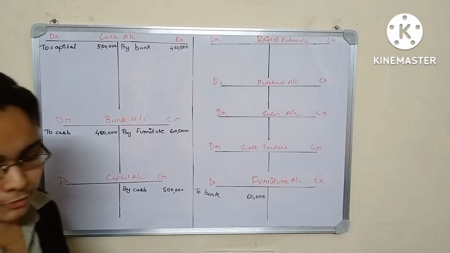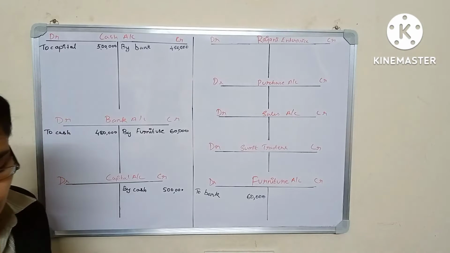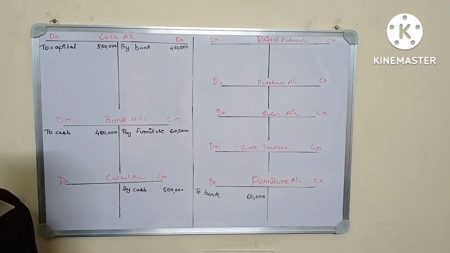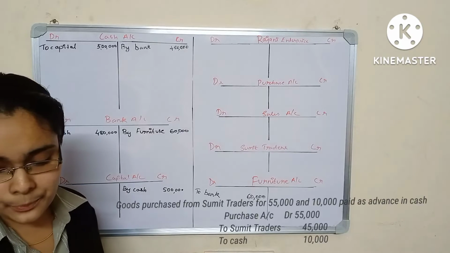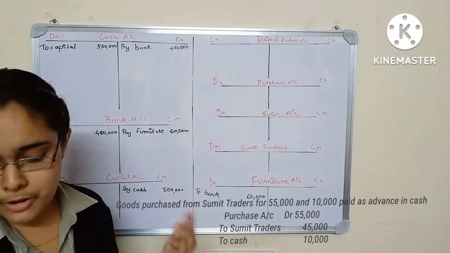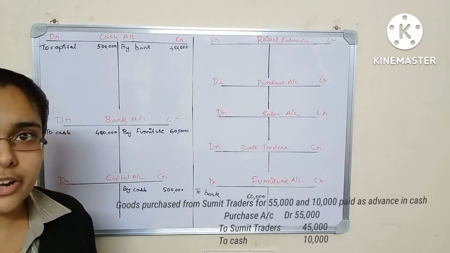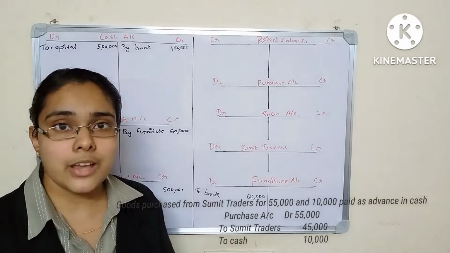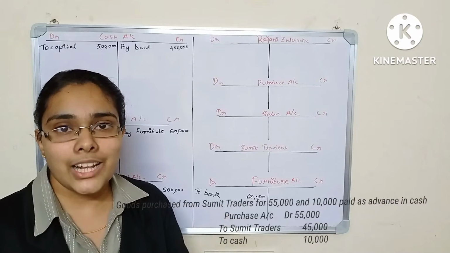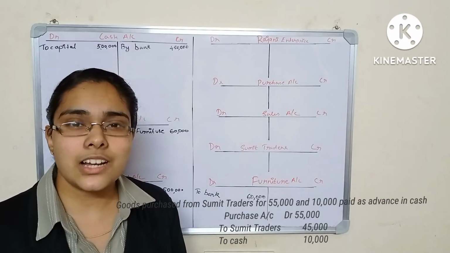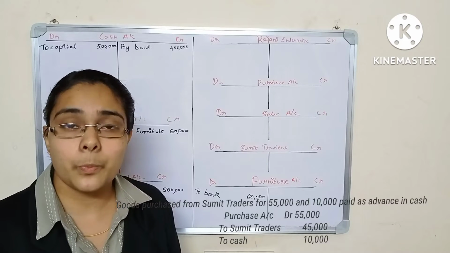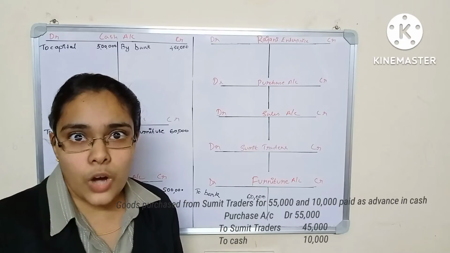Now let us look at the fourth transaction, which is goods purchased from Sumit Traders, rupees 55,000, and 10,000 advanced in cash. So what is happening there? You are purchasing some goods from Sumit Traders, and at the same time you are paying some advance. From that itself it is clear that it is a credit purchase, but you are paying an advance for that.